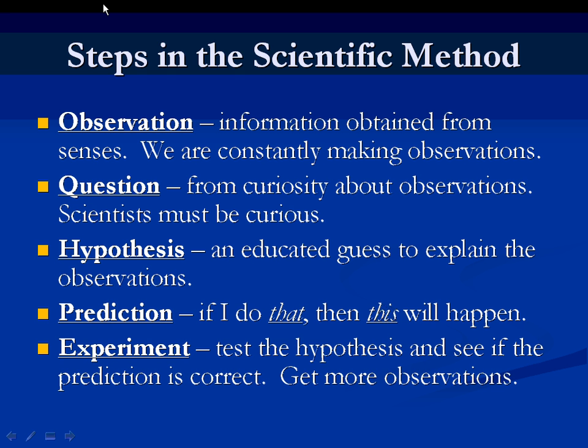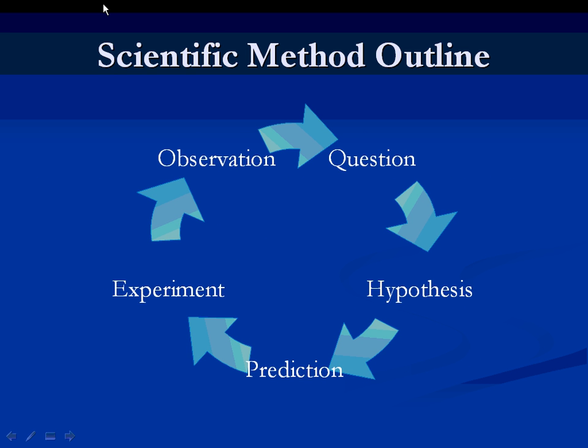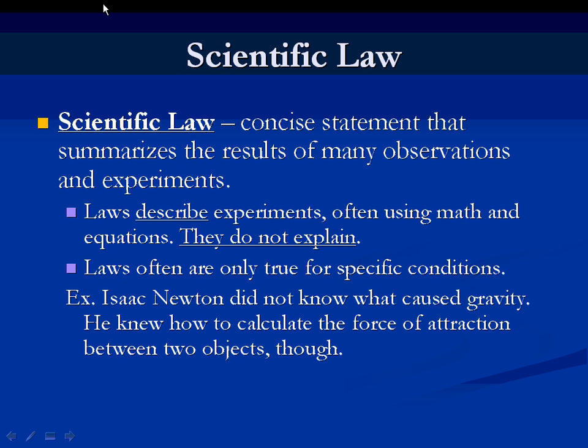And finally, you do the experiment. You test the observation in a controlled manner, and that will tell you, is your prediction correct or not? And you get more observations, so it's actually a big cycle. Hey, how about that? So a scientist might go through this cycle thousands of times in a career or even in just a project. Okay, two ideas related to science are that of the scientific law and the scientific theory.